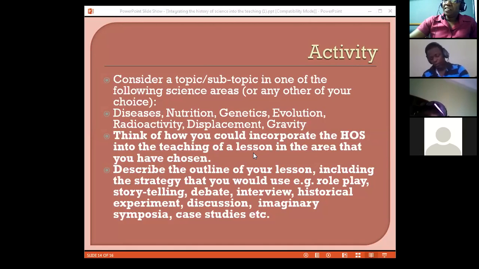And the specific objective will be that at the end of the class, students should be able to define organic compound, differentiate organic compound from inorganic compound, and list examples of organic compound. From the previous knowledge, I'll be asking them questions. That's where the history of science will start coming in, because I'll be asking them what is organic.